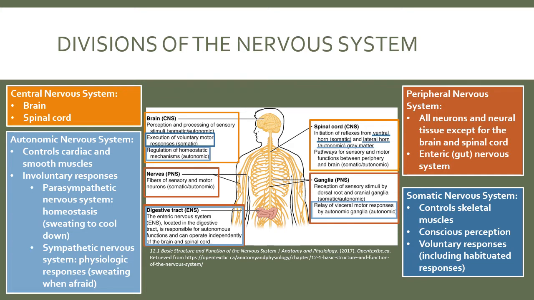The somatic nervous system controls your skeletal muscles, and of course, those are the ones that you can control voluntarily. Although, not every action of the somatic nervous system is something you're consciously choosing to do. It also regulates the habituated responses, the things that you do because you've done them so many times that your body just knows.